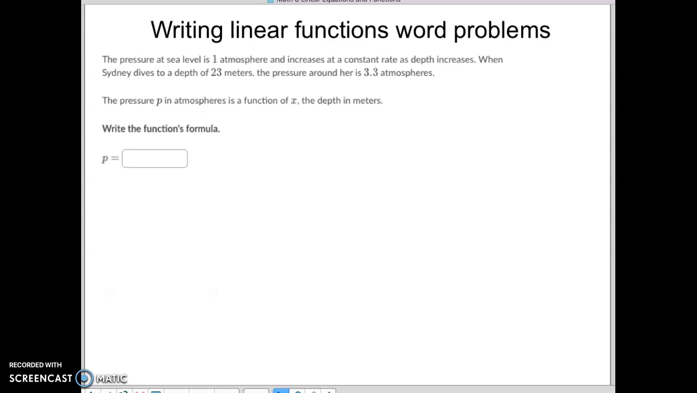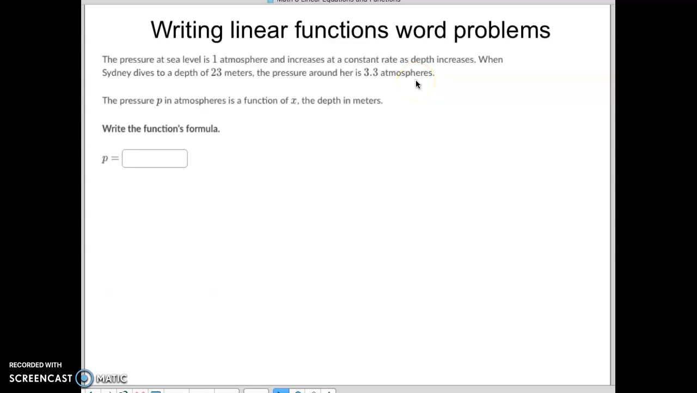Writing linear functions word problems. All right, again, another word problem. Again, not that difficult. We can do this, okay? The pressure at sea level is 1 atmosphere, and it increases at a constant rate as depth increases. So when Sydney dives to a depth of 23 meters, the pressure around her is 3.3.